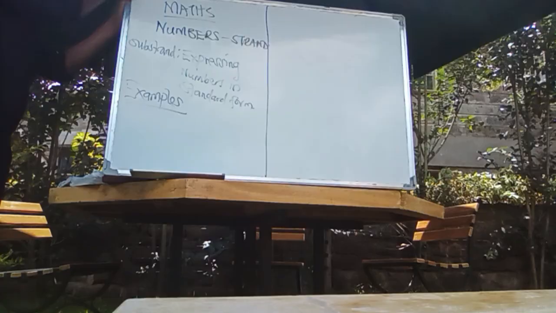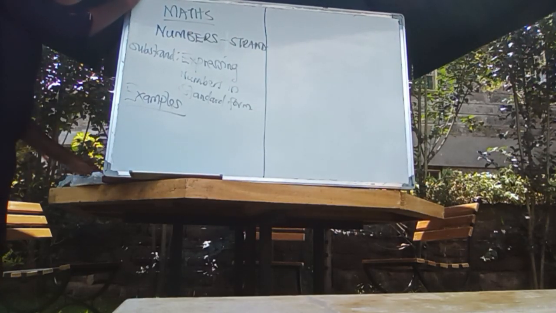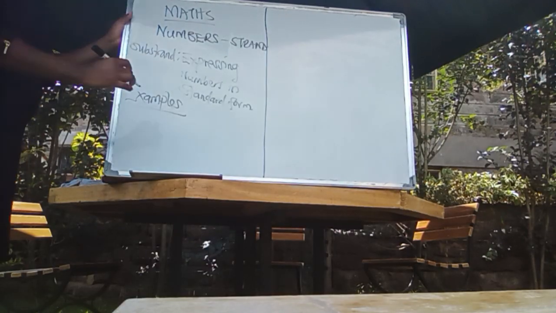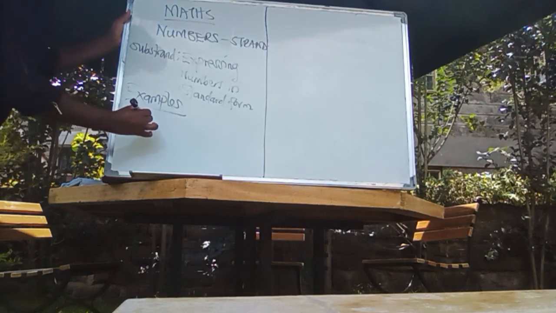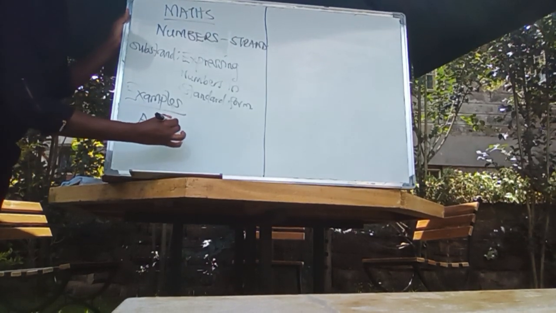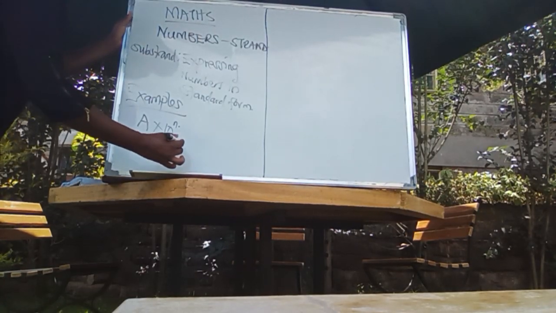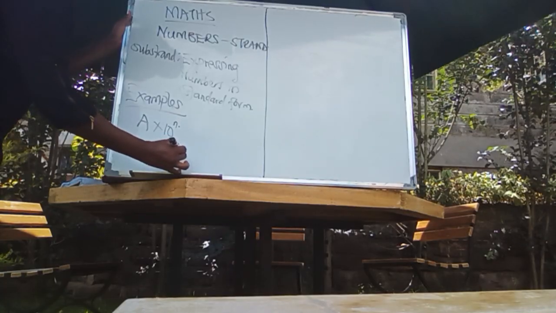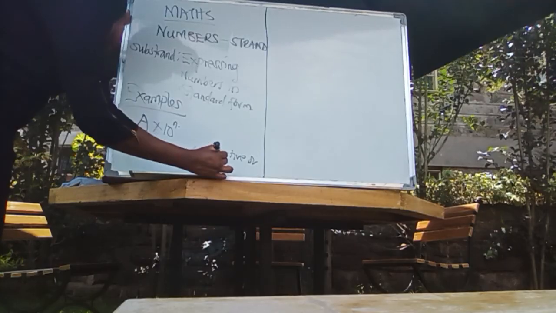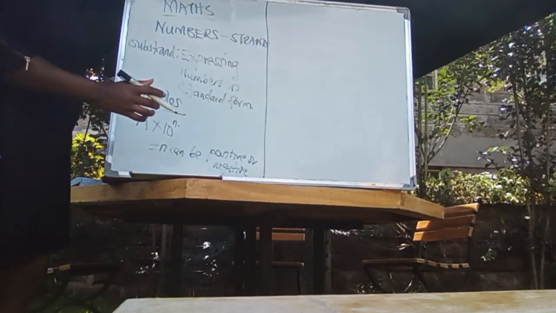For example, a standard form is a number written as A times 10 to the power n. This n can be negative, can it be positive, or what? Negative, or negative. Are we together? Yes. So we are going to have an example here.